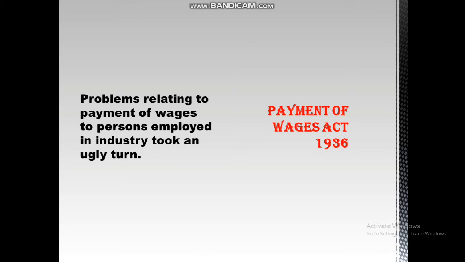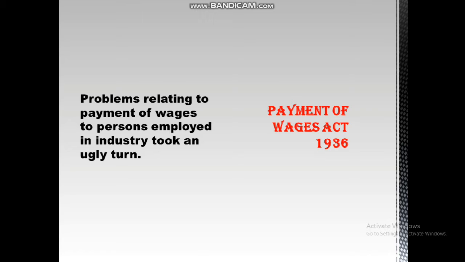Let's go on to the introduction part. With the growth of industries in India, problems relating to payment of wages to persons employed in industry took an ugly turn. The industrial units were not making payment of wages to their workers at regular intervals, and wages were not uniform. The industrial workers were forced to raise their heads against their exploitation.